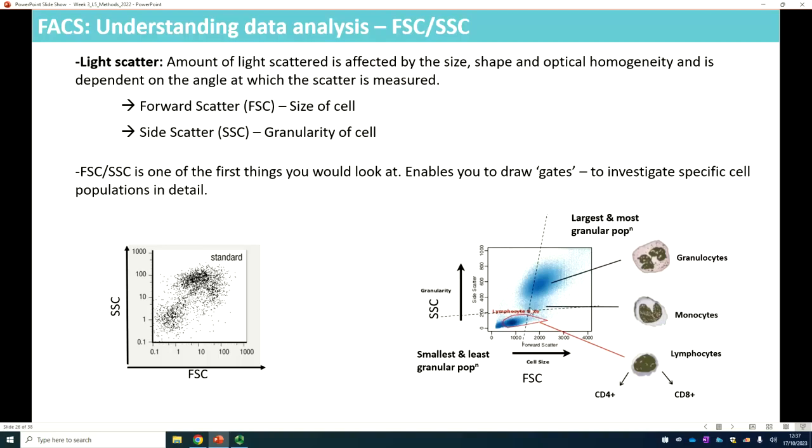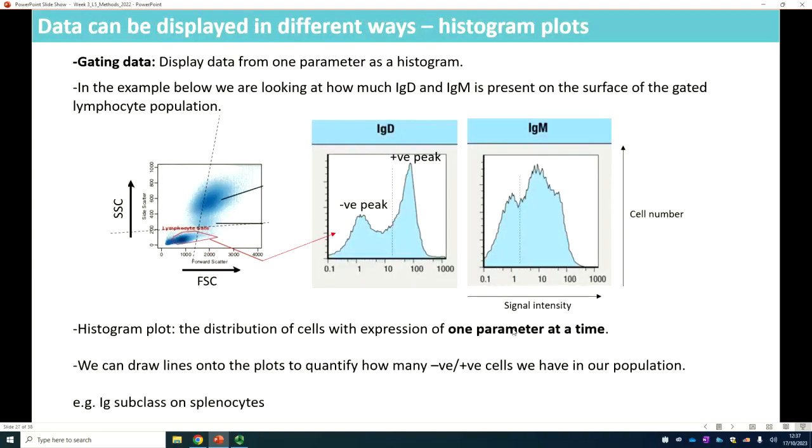So you see you can start to draw a gate, which is literally this red line around a specific population. So when you draw a gate on the machine, you're saying, I want to analyse all the cells within that gate. So your lymphocytes will generally be found down here because they're smallest and least granular.